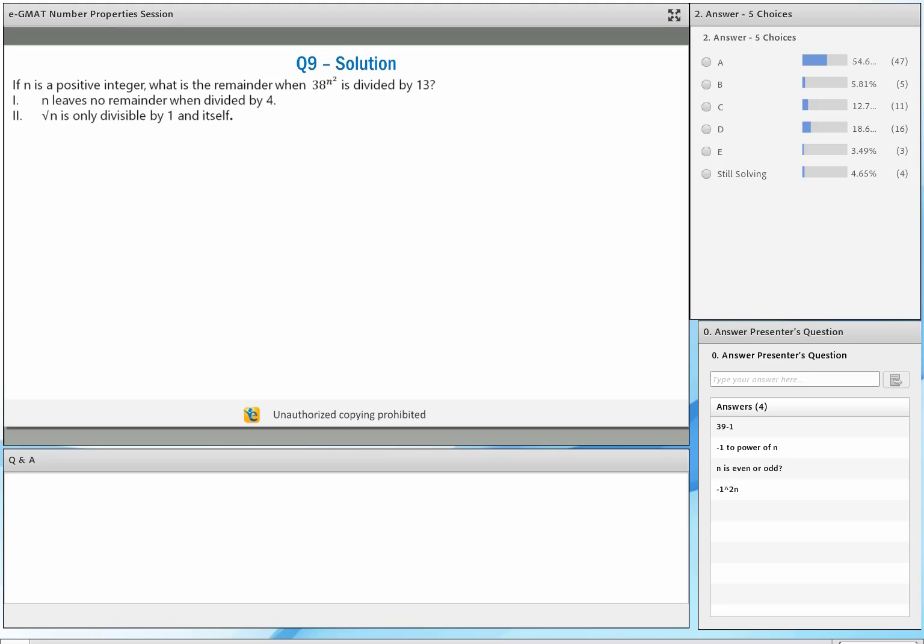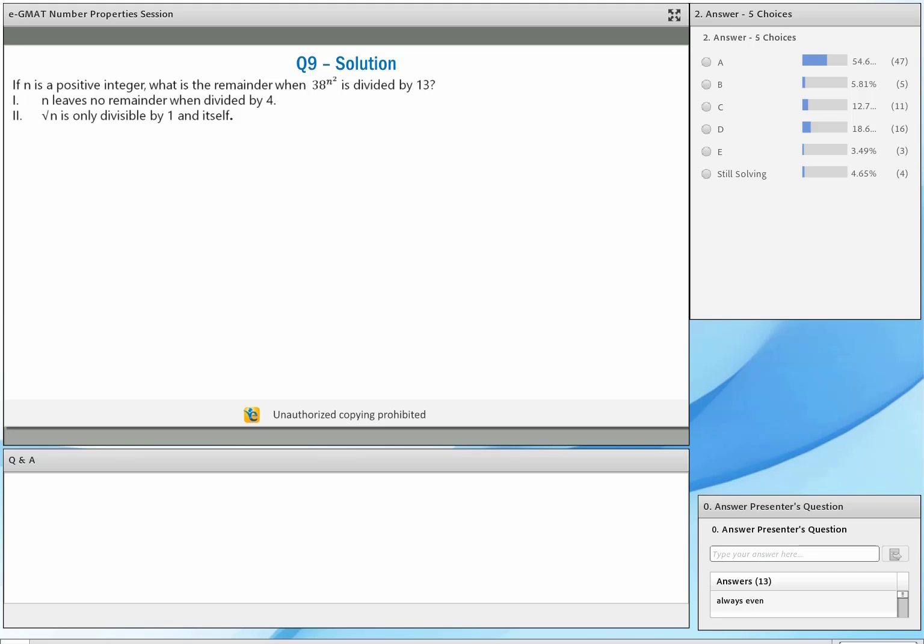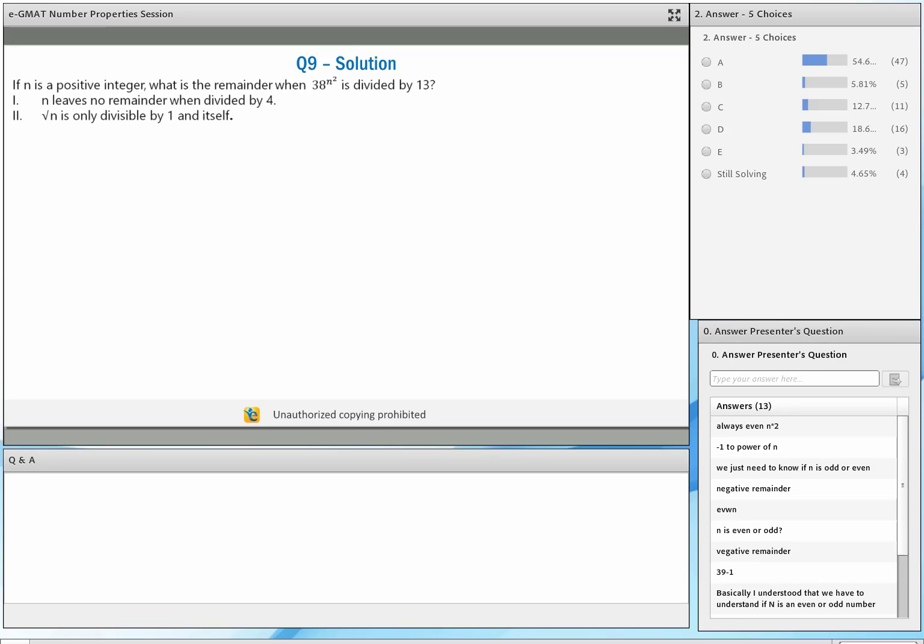Is n even or odd? How many of you were able to get to the simplification that is n even or odd? Good for those of you who were able to get to that part. That is the power of doing a very thorough question statement analysis, and that's a key thing with regards to data sufficiency questions.